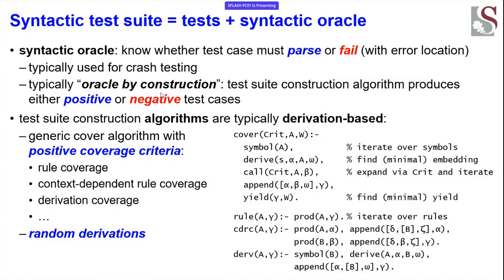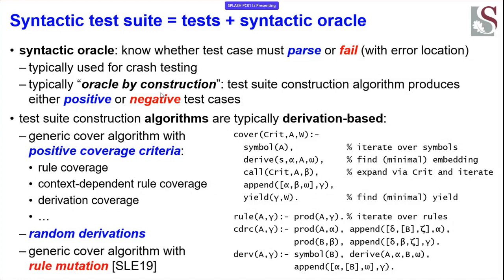Mostly, we had this discussion, mostly for fuzzing purposes. We've also used plain old random derivation, brute force, and bloody ignorance. It works surprisingly well, as we will see. We've also looked at a variation of the generic cover algorithm that mutates the rules, going back to a paper we presented at SLE 2019, to generate tests that have guaranteed syntactic errors in them.